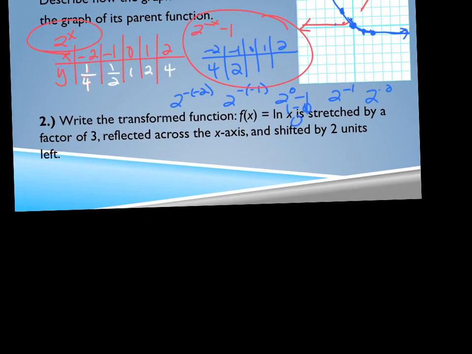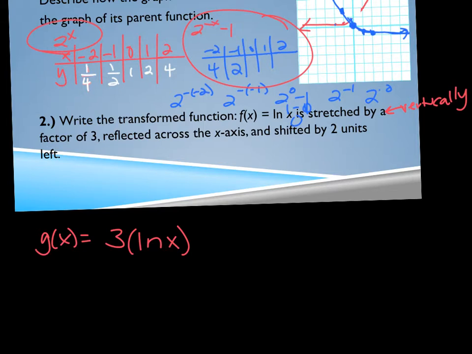All right, so then the second one says, write the transformed function. ln of x is stretched by a factor of 3. Oh, that doesn't say. Let's say it's vertically stretched by a factor of 3 and reflected across the x-axis and then shifted 2 units left. So the first thing, stretched vertically means what? Where's that stretch shown? Before the log or inside the parentheses? Before the log. So that's a 3, right? And if it's vertical stretch, it stays true. So this could be like g of x equals 3, and then ln of x would go here.